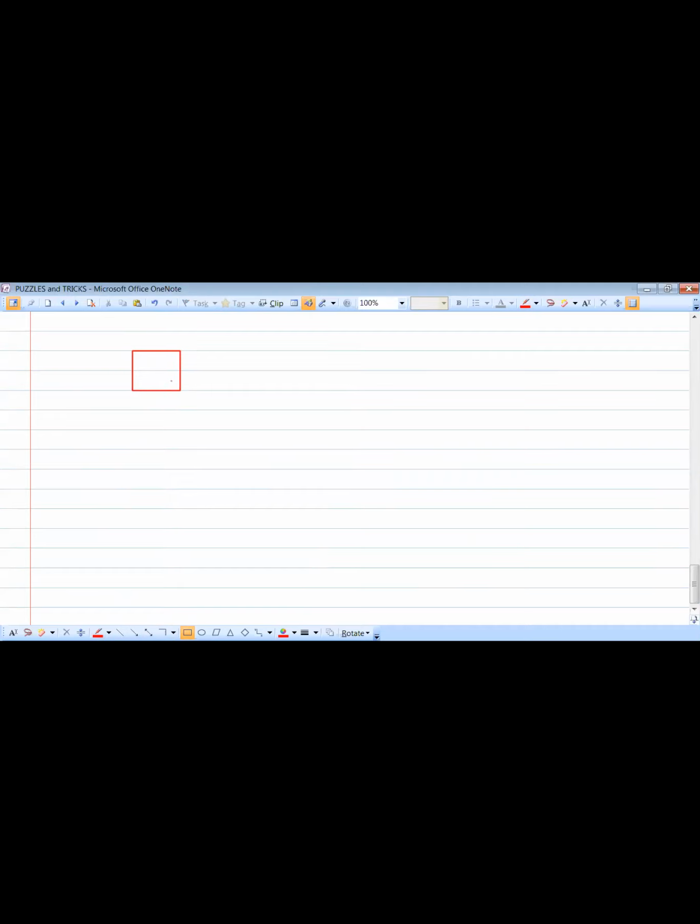Consider this is a square. How many squares are there? So how many squares are there? One minute. Okay, so how many squares are there? Only one square is there. Very good.